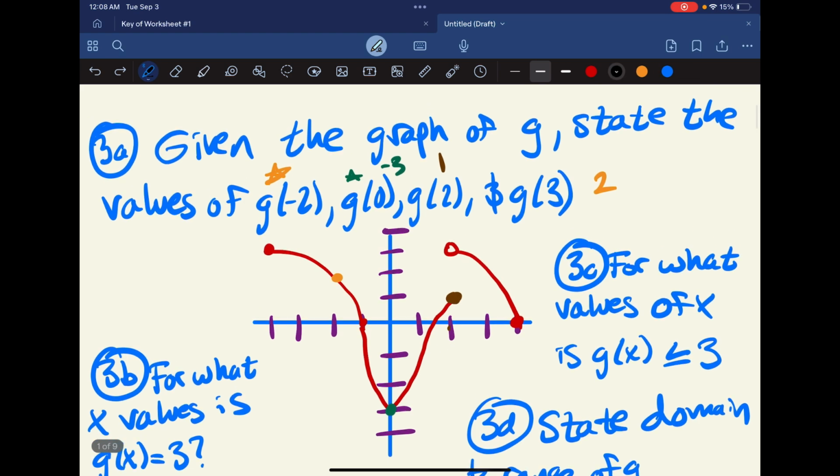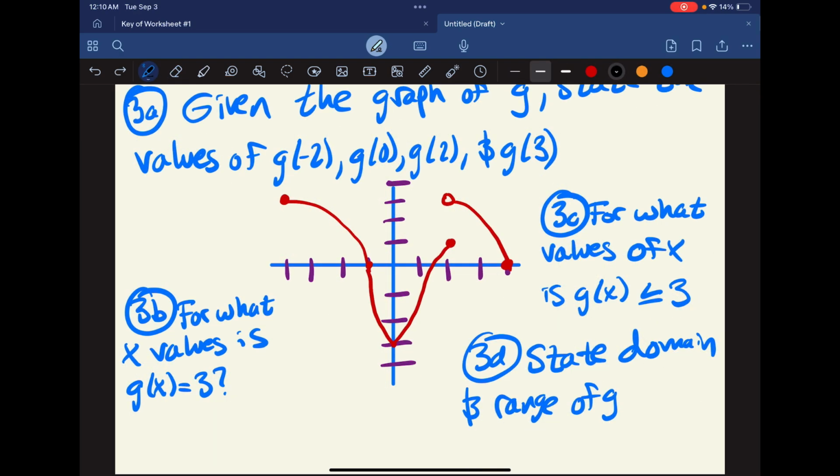Okay, so g of 3, 1, 2, 3, again, not super well drawn, but we'll say it's 2. Now for 3b, we're asked for what x values is g of x equal to 3. So that's asking us where on our graph is our y value 3. So we could draw a horizontal line or something like that. And the only point where we equal 3 is at x equals negative 1, 2, 3, 4. And so that would be x equals negative 4.